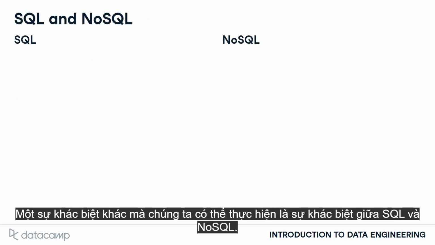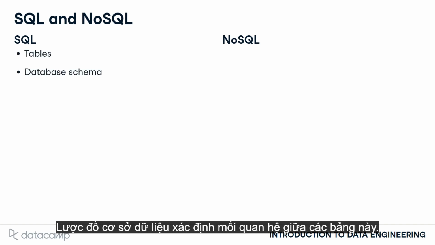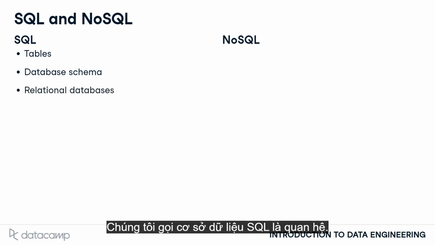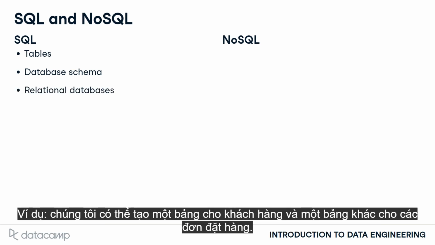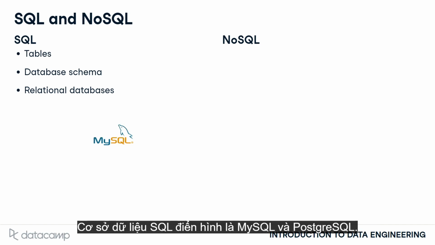Another distinction we can make is the one between SQL and NoSQL. Generally speaking, in SQL databases, tables form the data. The database schema defines relations between these tables. We call SQL databases relational. For example, we could create one table for customers and another for orders. The database schema defines the relationships and properties. Typical SQL databases are MySQL and PostgreSQL.